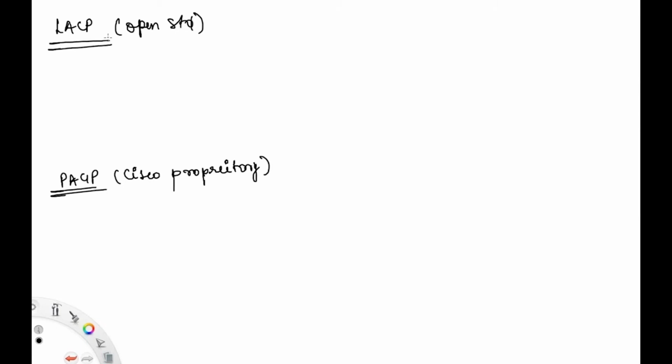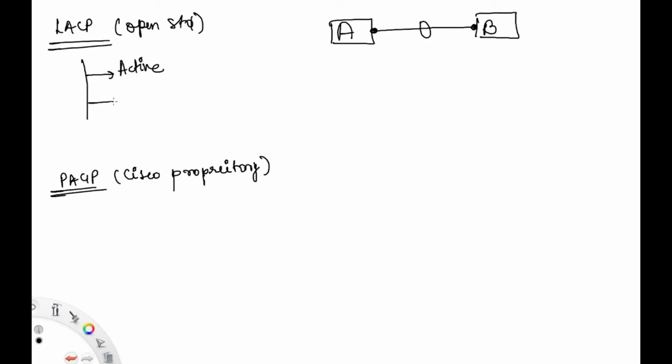Now again, whenever you're using these multiple modes, let's say I am configuring a port channel between A and B. All right. When I'm configuring a port channel between A and B, I can configure certain modes for these interfaces. When you're using LACP, there are two modes that you have. One is called active, the other one is called passive.